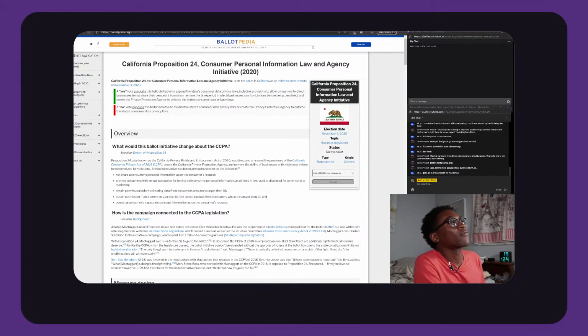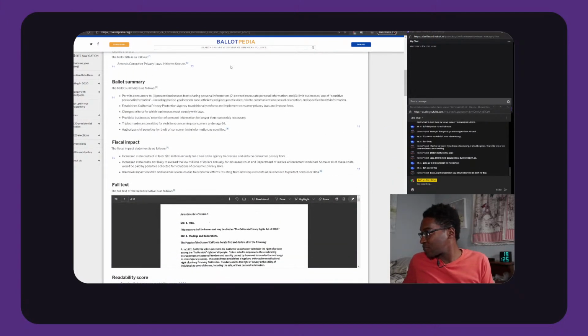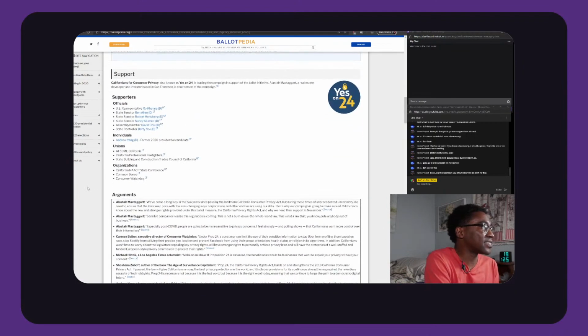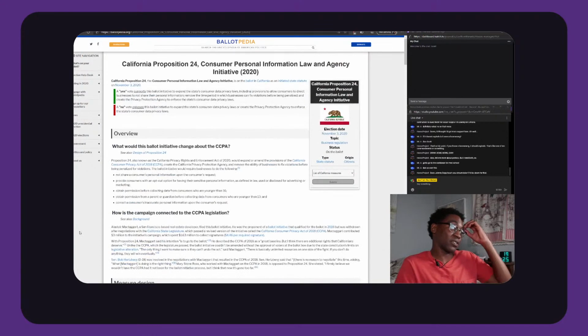Proposition 24, Consumer Personal Information Law and Agency Initiative. I need to actually see my notes for 24, because yes, this one is a mess. And I did get a question about this before from Annie, actually. So Proposition 24 is called the Consumer Personal Information Law and Agency Initiative.